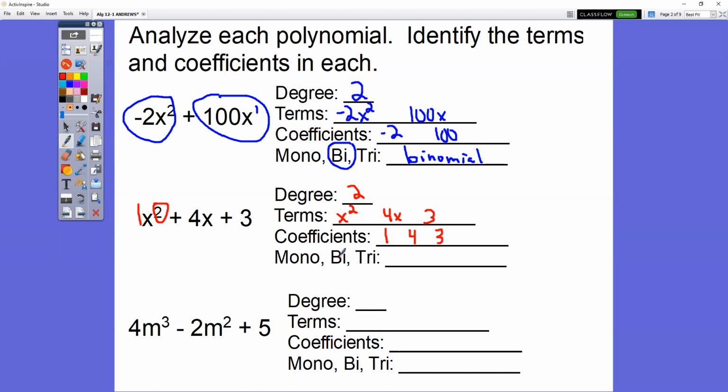Is this a monomial, binomial, or trinomial? This is a trinomial. Why is it a trinomial? Because we have 3 individual terms.